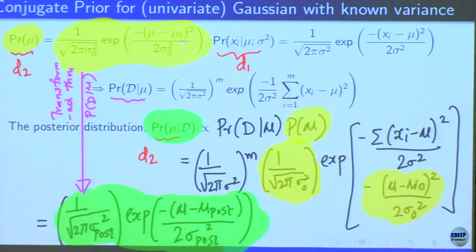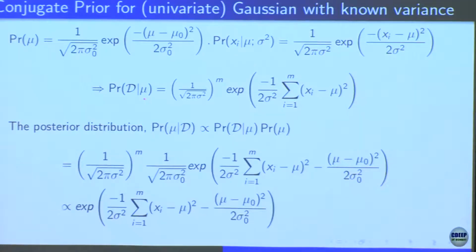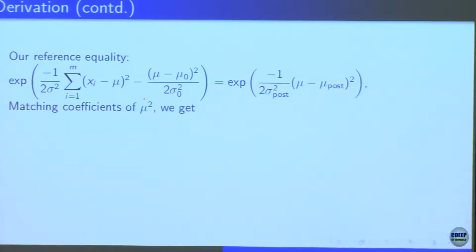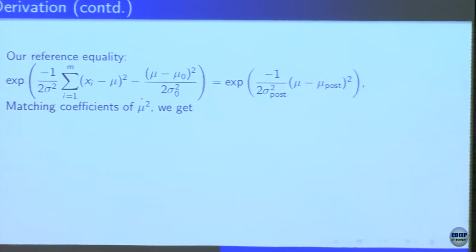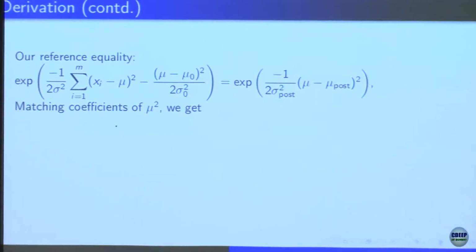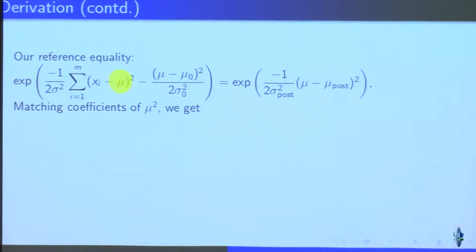So how do I find that? Completion of squares. We'll do something simpler: we'll only match coefficients of the squares. This is the form, our reference equality, and we're going to match coefficients of mu square, anything that involves mu square. It's proportional to; there's some proportionality.